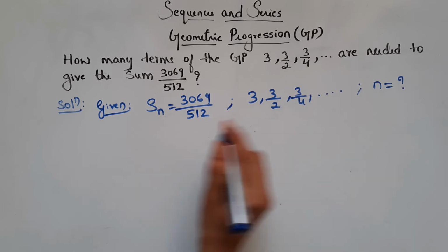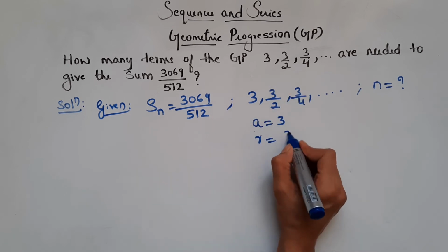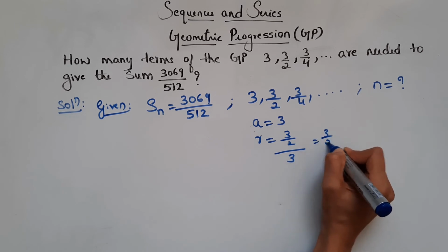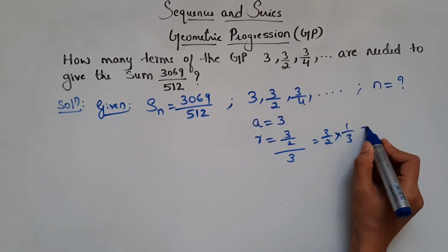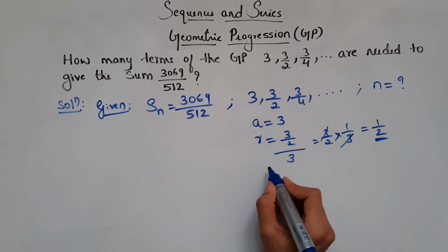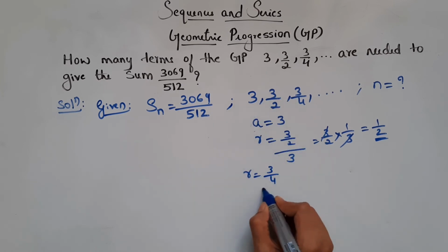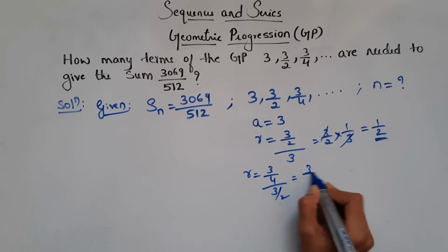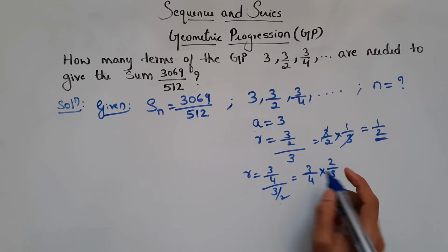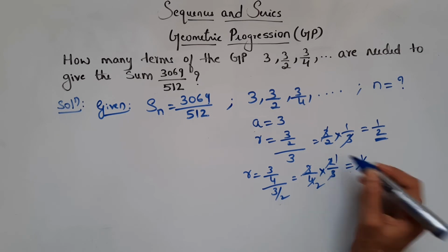So from the GP we can say A is equal to 3, and what is R? R is nothing but the common ratio. So 3 by 2 divided by 3, right? This will be 3 by 2 into 1 by 3, and the 3 is gone, we are left with half. Now let's check for 3 by 4. So 3 by 4 divided by 3 by 2 is 3 by 4 into 2 by 3. When you bring this to the numerator, that will be a reciprocal. So this and this is gone. 2 1s are 2, 2 2s are 4, which is nothing but half. So your common ratio is half.